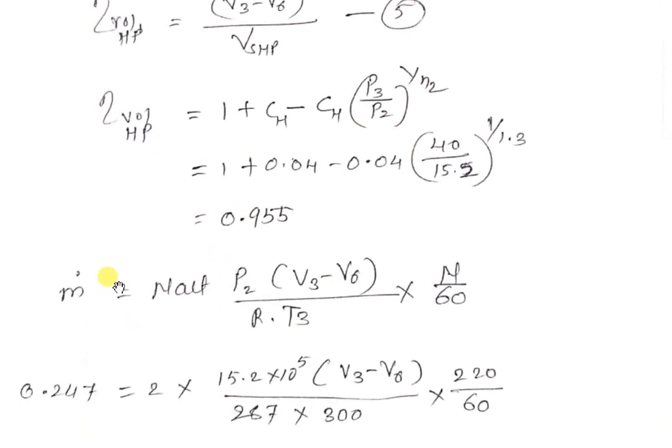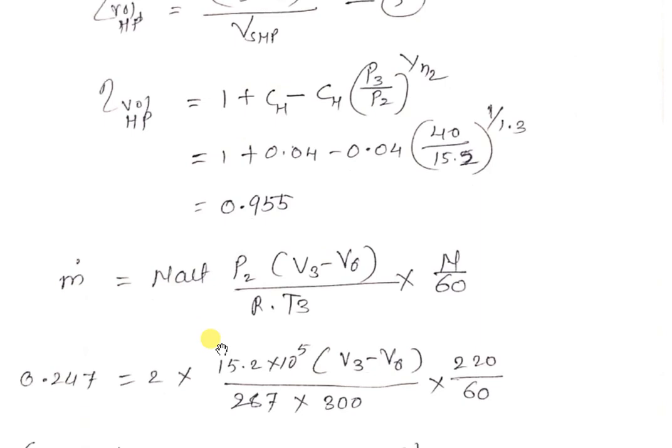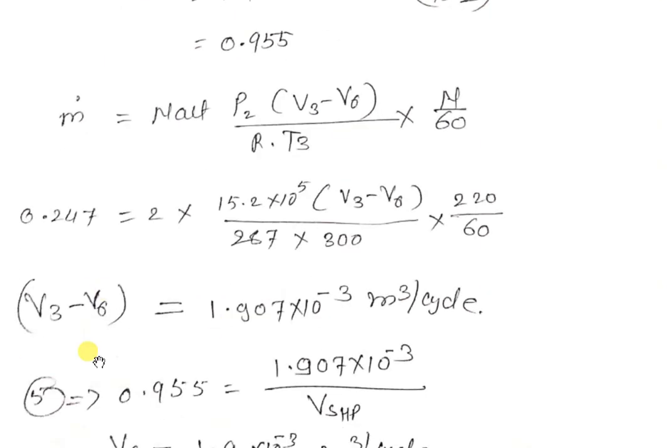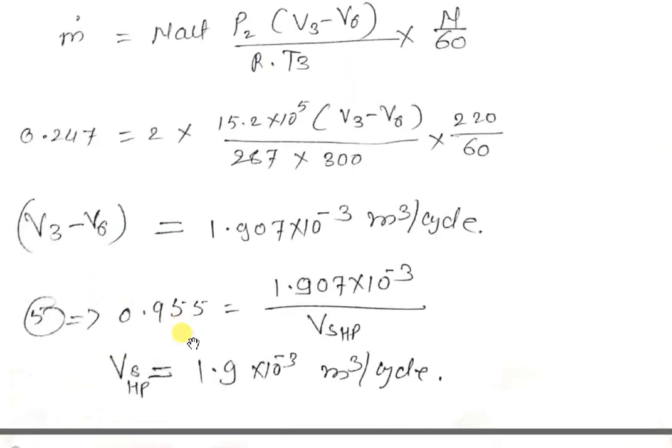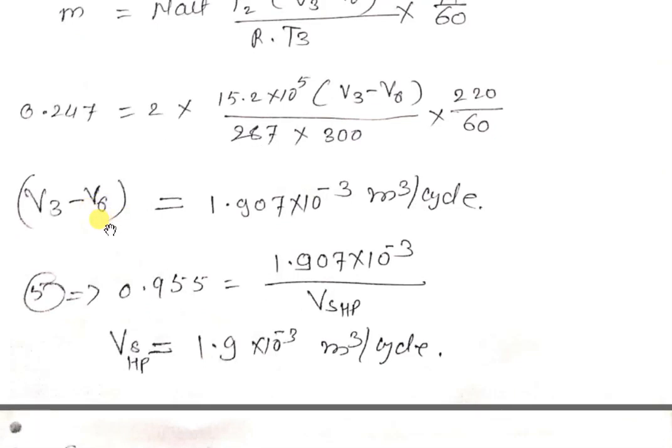We know mass flow rate. We have calculated it for LP cylinder, and the same mass flow rate will be there. Therefore, we can calculate V3 minus V6 from this expression. We got V3 minus V6. Now we'll put this in the volumetric efficiency formula, (V3 minus V6) upon Vs HP. This is volumetric efficiency. From this we can calculate Vs HP.